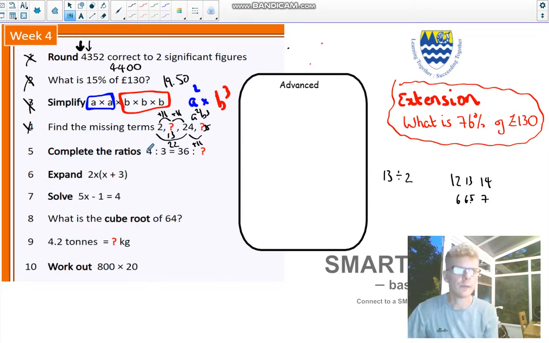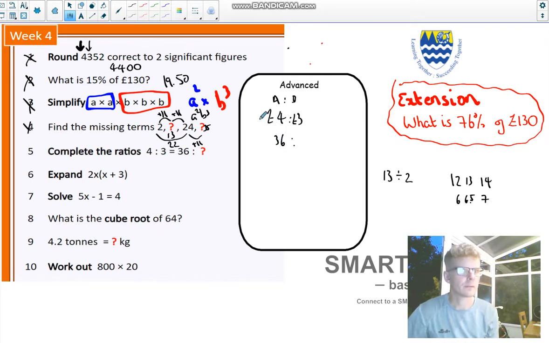Right, so complete the ratio. So we've looked at this before. We always use money, it's a really good format for ratio, in real life use perhaps. Okay, so we have person A and person B. This person's getting £4 for every £3 that this person's getting. Now, person A has £36.